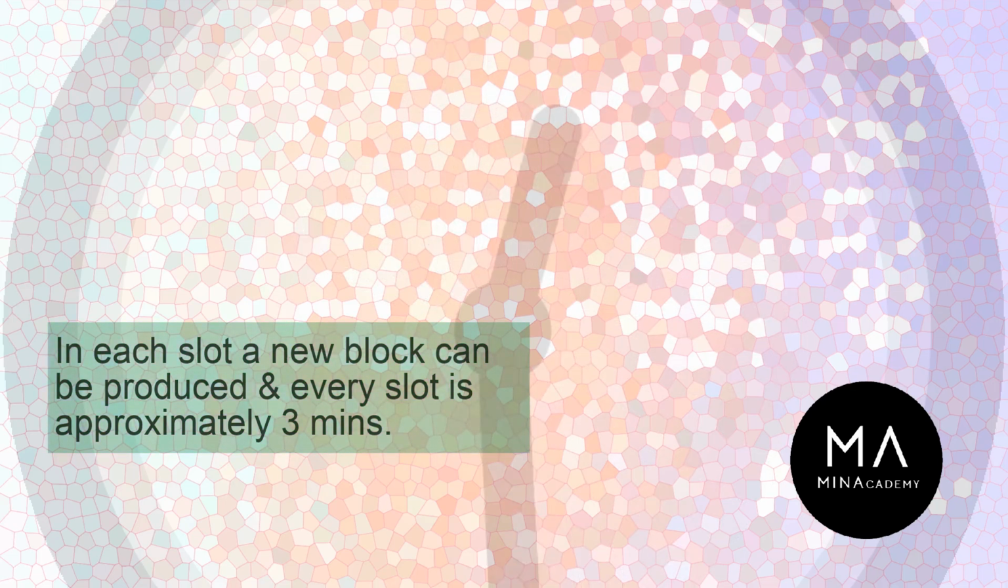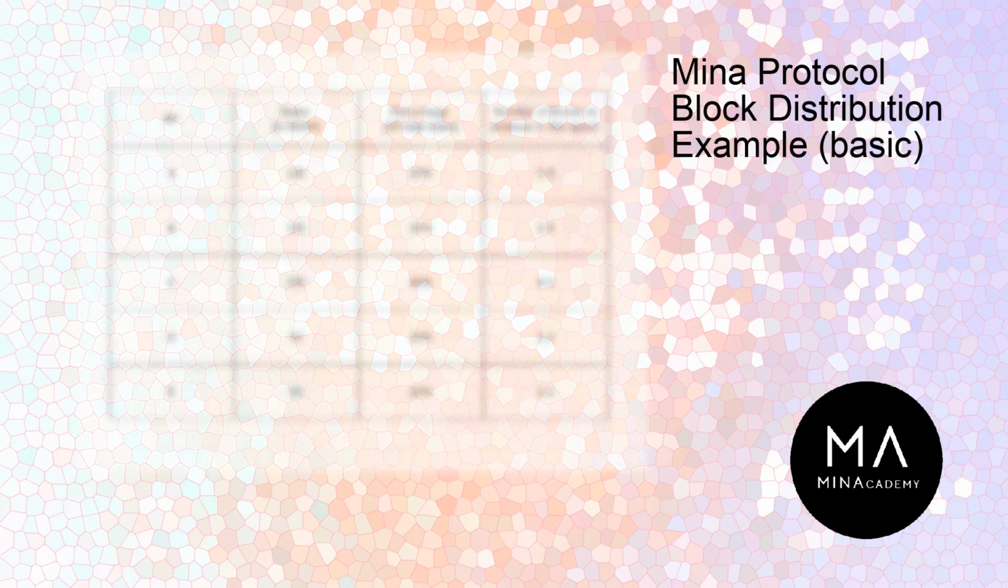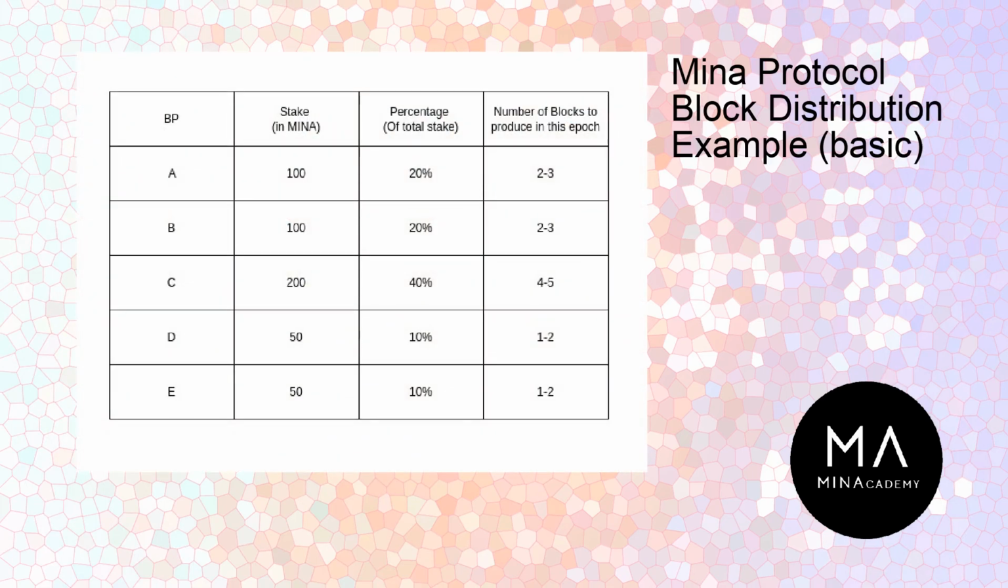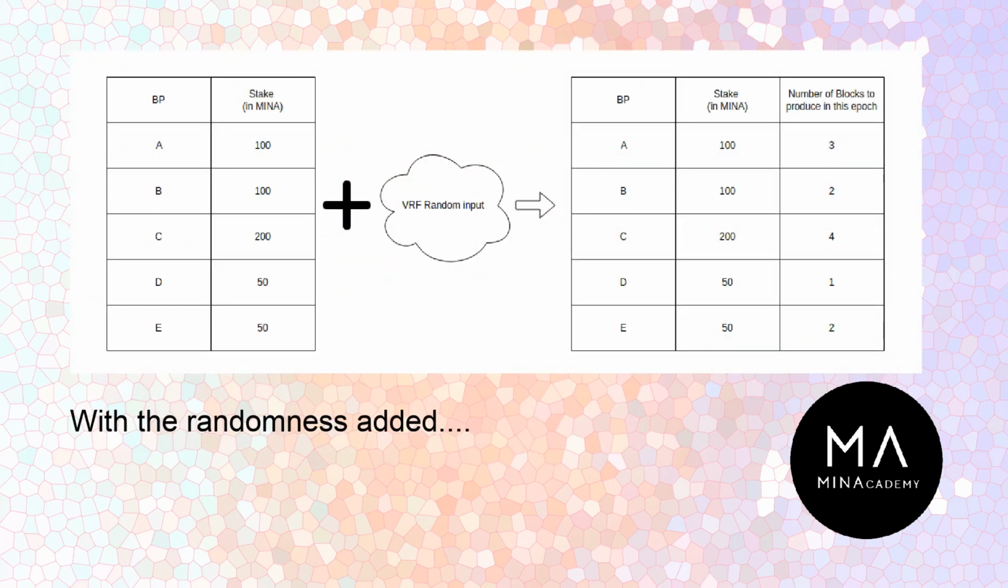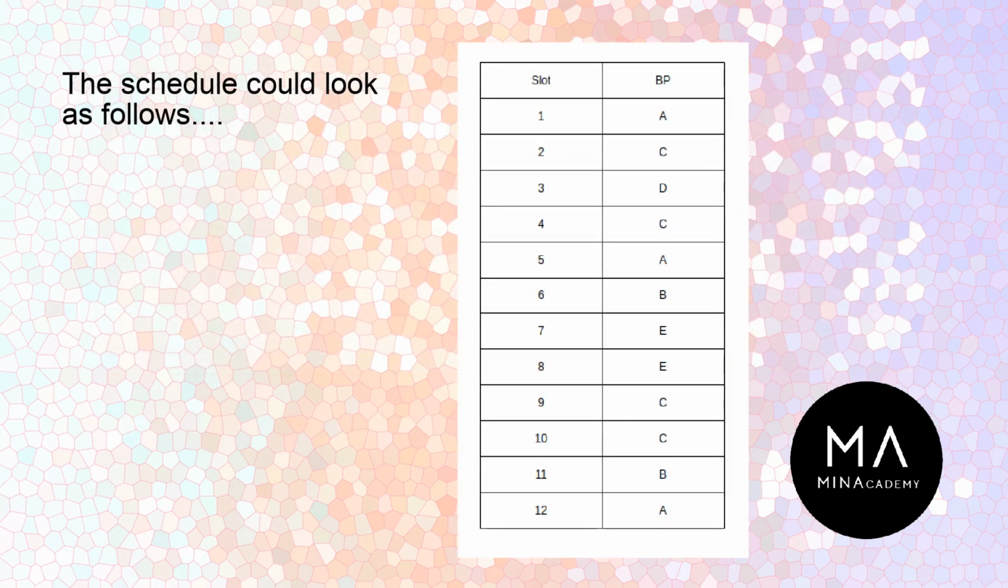There can be slots where there are no leaders, hence that slot may go empty. In the simplified example shown, this might be the number of blocks produced per block producer per epoch. But wait, what about the random function? Once this is added, the block distribution could look like this. This is just an estimate. Each block producer knows which slot they will be creating a block in at the start of the epoch. Thus the schedule could look as follows, but in reality it could actually look like this.